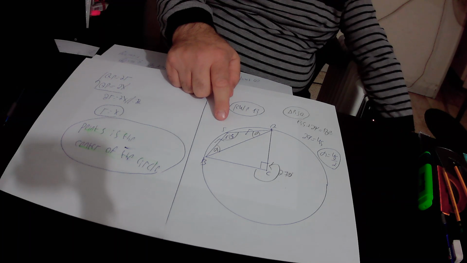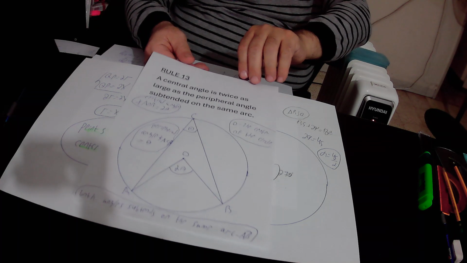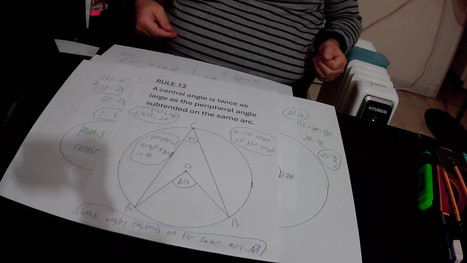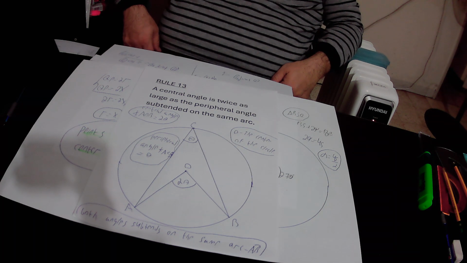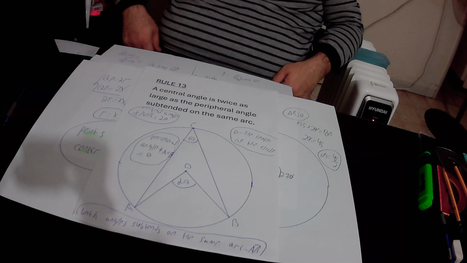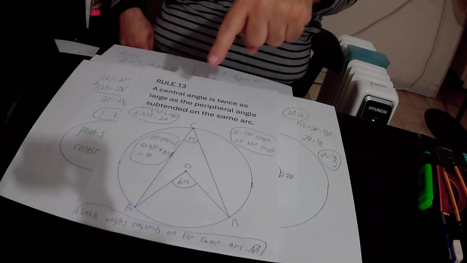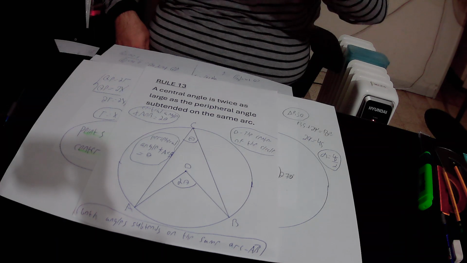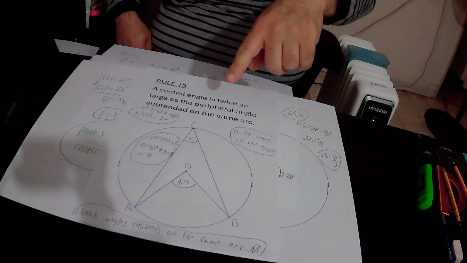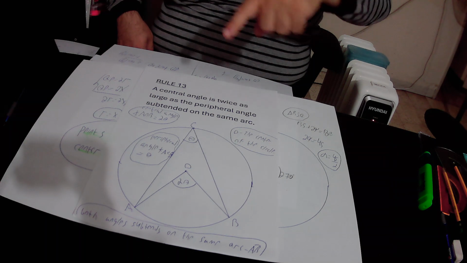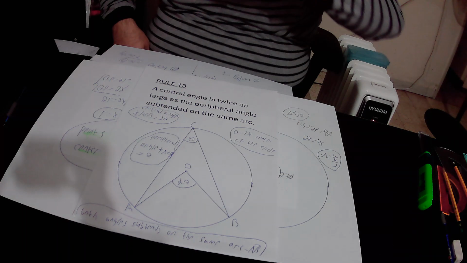Then I presented to you rule number 13, and we implemented rule number 13 in our drawing. According to rule number 13, a central angle is twice as large as the peripheral angle subtended on the same arc. In the drawing we have a circle. Inside this circle we have peripheral angle ASB. This peripheral angle ASB equals theta in its size, and it is subtended on arc AB.